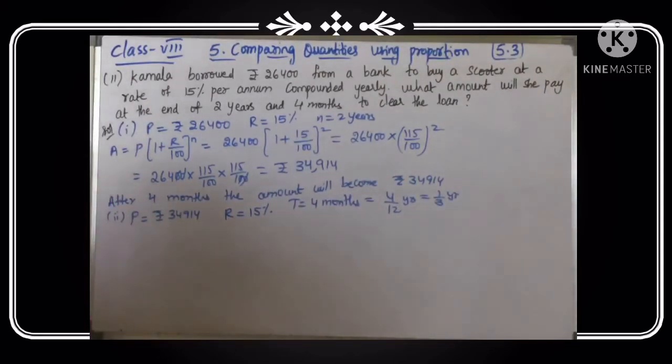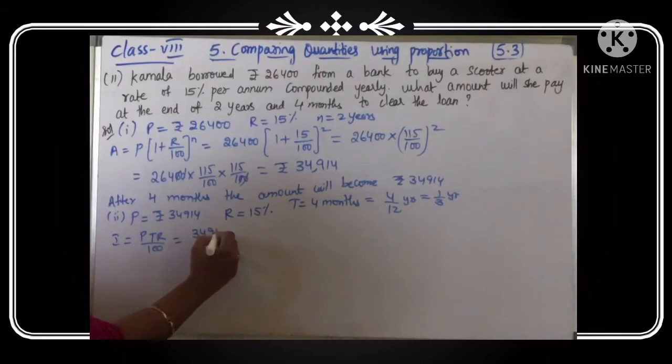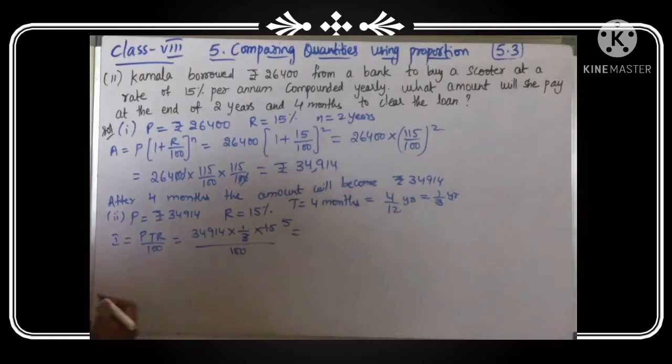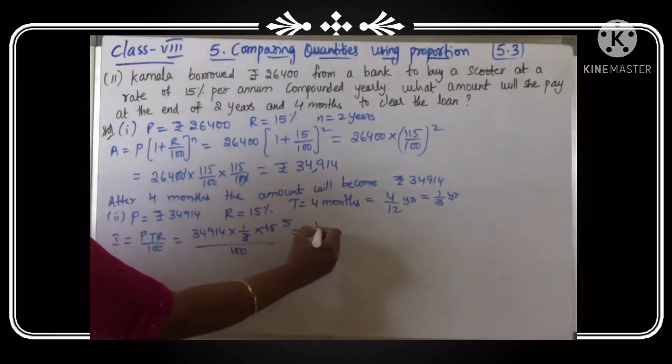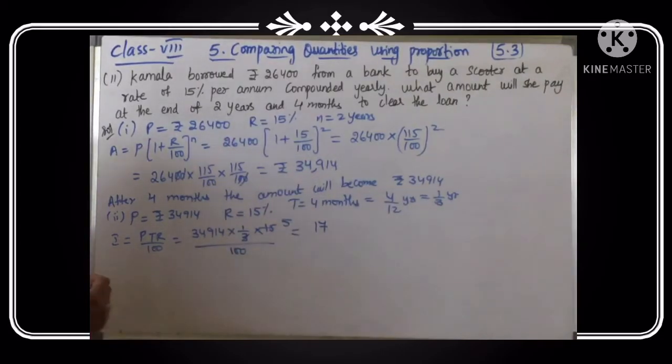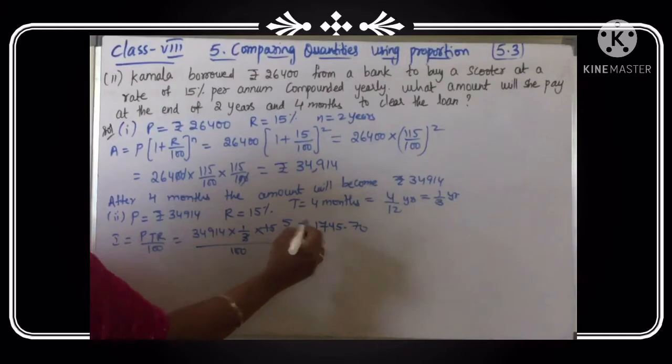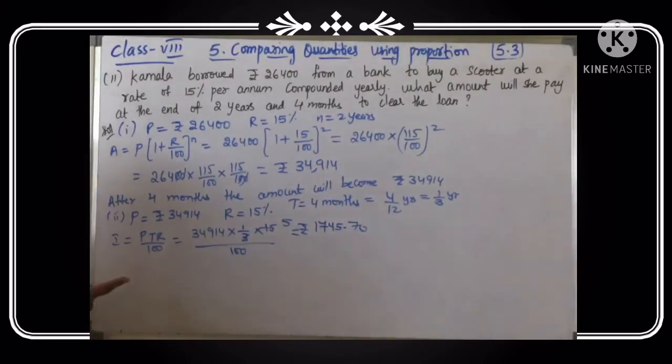right? So we will use the simple interest formula, P into T into R by 100. So 34,914 into time period is 1 by 3 into R is 15 by 100. Here you can cancel this. Okay, children. So when you multiply and here divide by 2, you will get 1,745 rupees and 70 paise. This is the interest for 4 months, right?